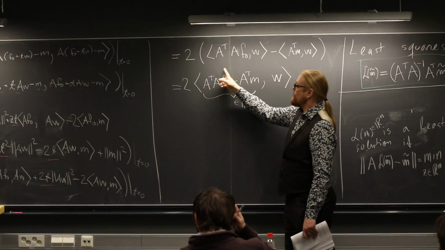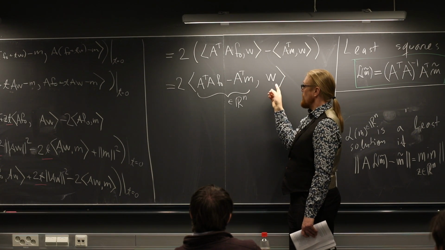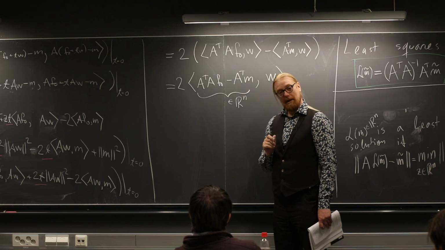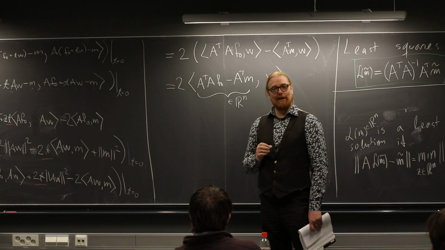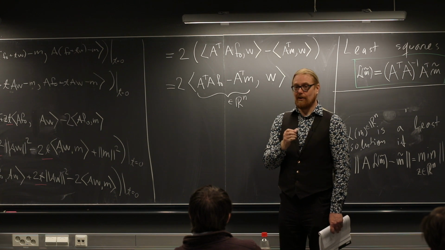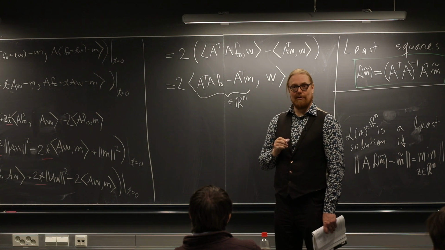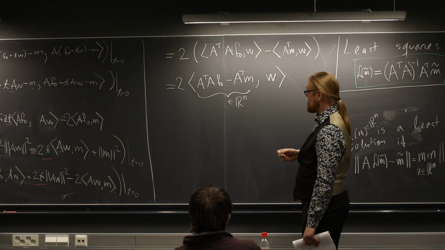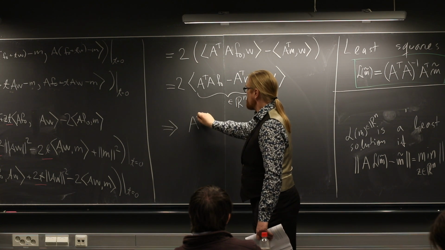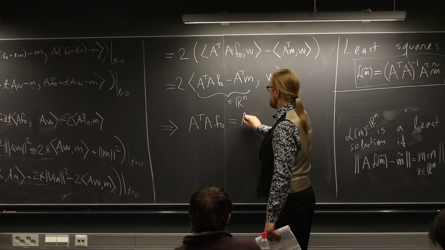So now we see that this vector here in Rn, inner product with an arbitrary non-zero n vector equals zero. So that actually gives us some important information about this vector. Any ideas? What can we know about this vector? It is perpendicular to W, yes. And W is any non-zero vector. Yes, it has to be zero. This thing here necessarily is zero. So A transpose A F0 minus this guy equals zero, so I just move this one to the other side.